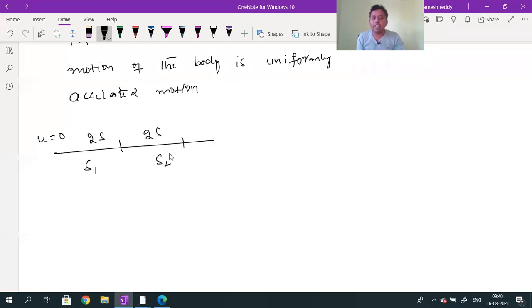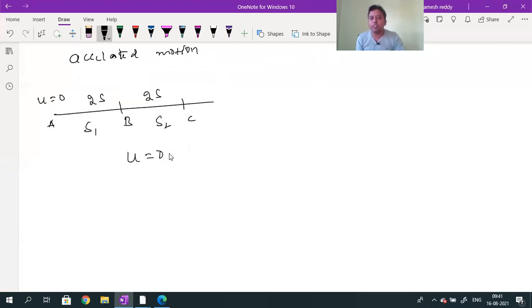Initially, u is equal to 0. Let me call the body's journey A to B. This is A, this is B, and this is C. For the A to B journey, u value is 0, distance value is S1. The motion is uniformly accelerated. If I call the acceleration a, the time taken is 2 seconds, and the distance traveled is S2, the S value will be equal to S1.